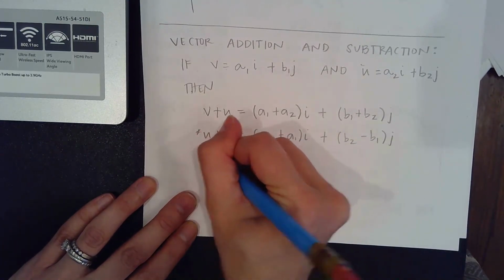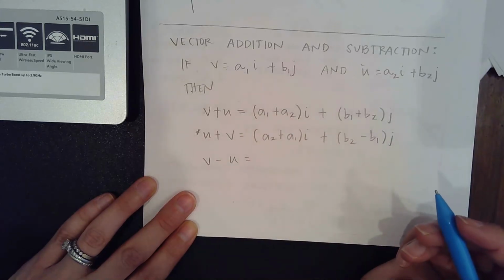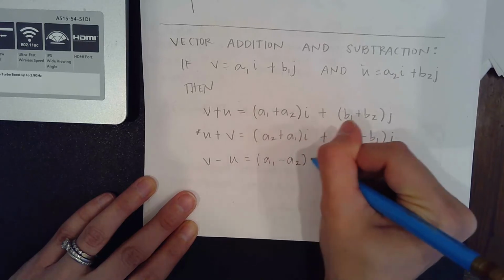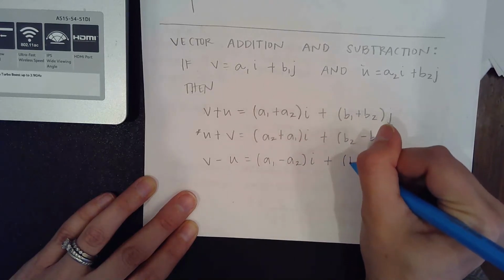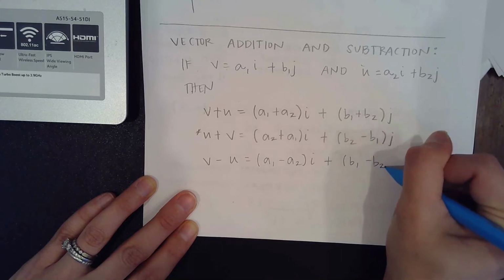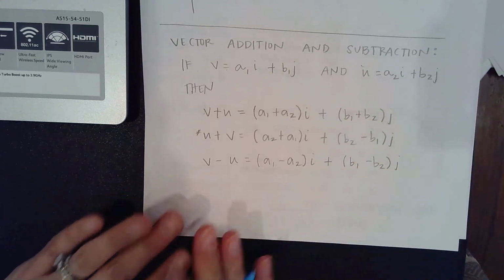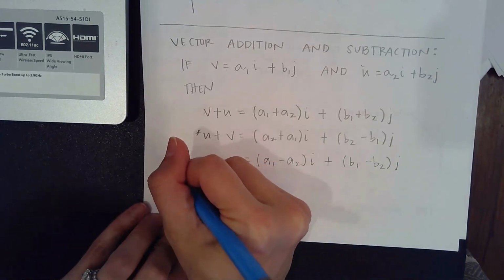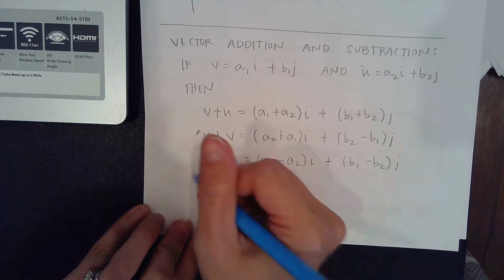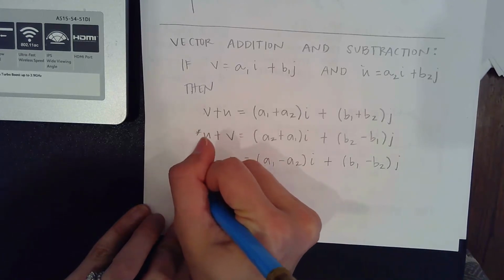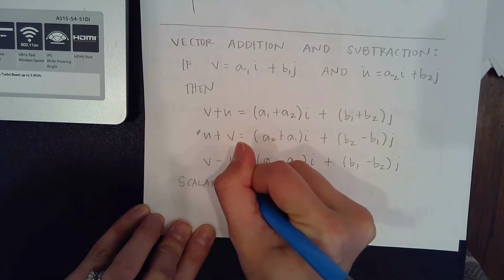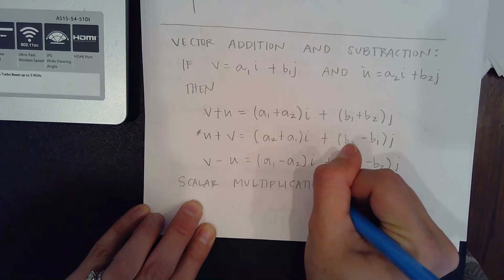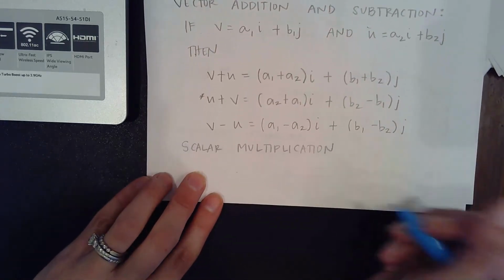Alright, so then if I wanted to subtract them, I would say V minus U. So same thing's going to happen. I'm going to say A1 minus A2, and then B1 minus B2. So that's vector addition and subtraction. And also scalar multiplication. So that means if I want to multiply a value times my vector. Okay, so scalar multiplication.